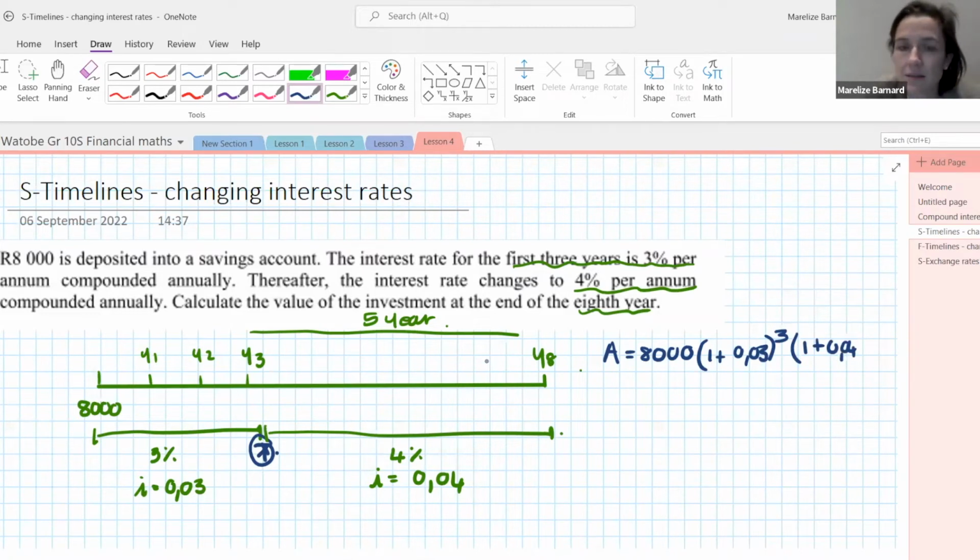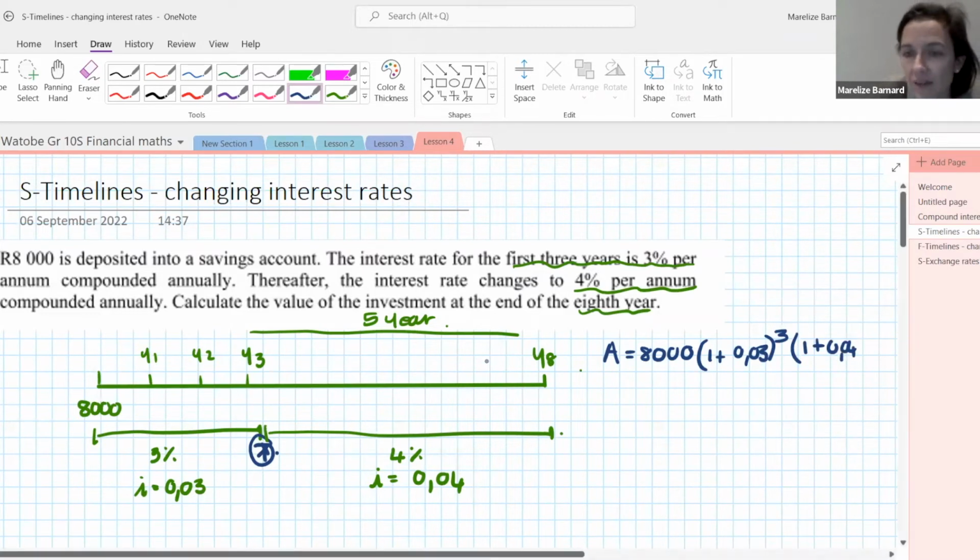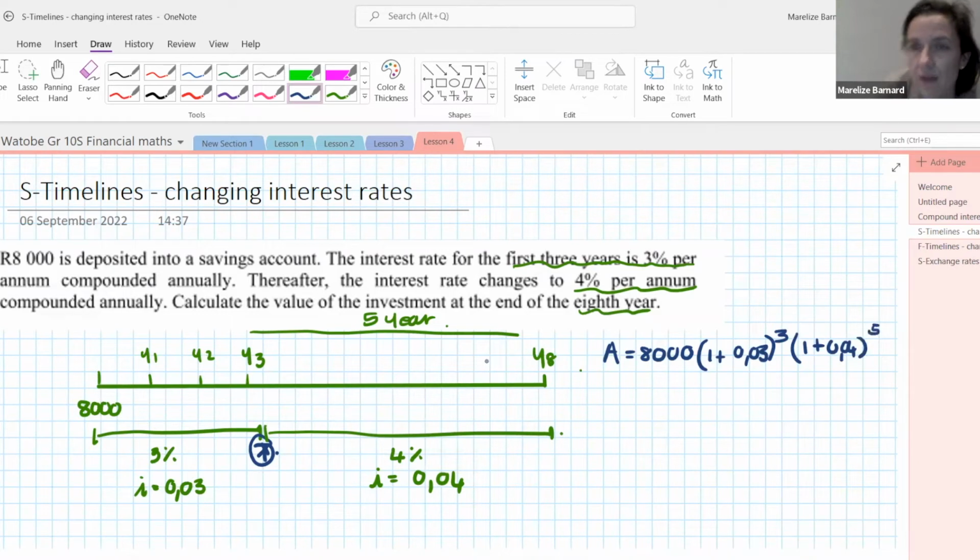0.04% for 5 years. And that's going to get us our value at the end of 8 years. Okay, so pop that into your calculator.